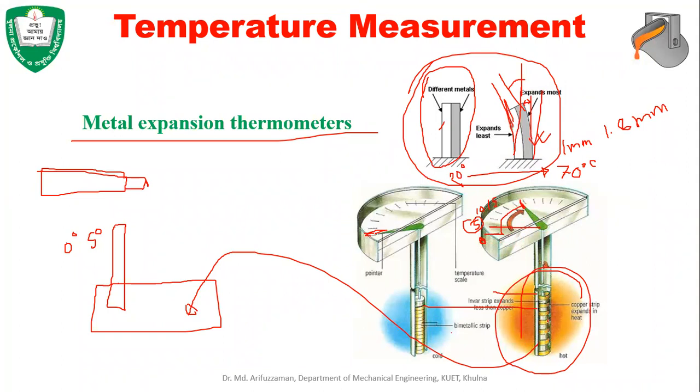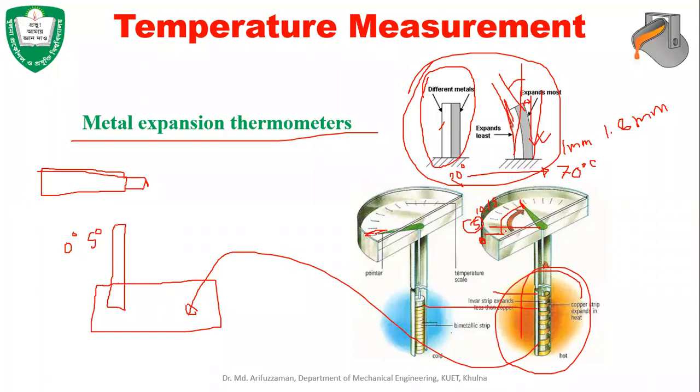due to the different coefficient of expansion of the strips, it will expand, and when it expands, then a spiral also rotates, and due to that rotation, the indicator rotates. And why does the indicator rotate? The indicator rotates because of the change of temperature. So we can use this rotation to measure the temperature of a certain location, unknown temperatures.